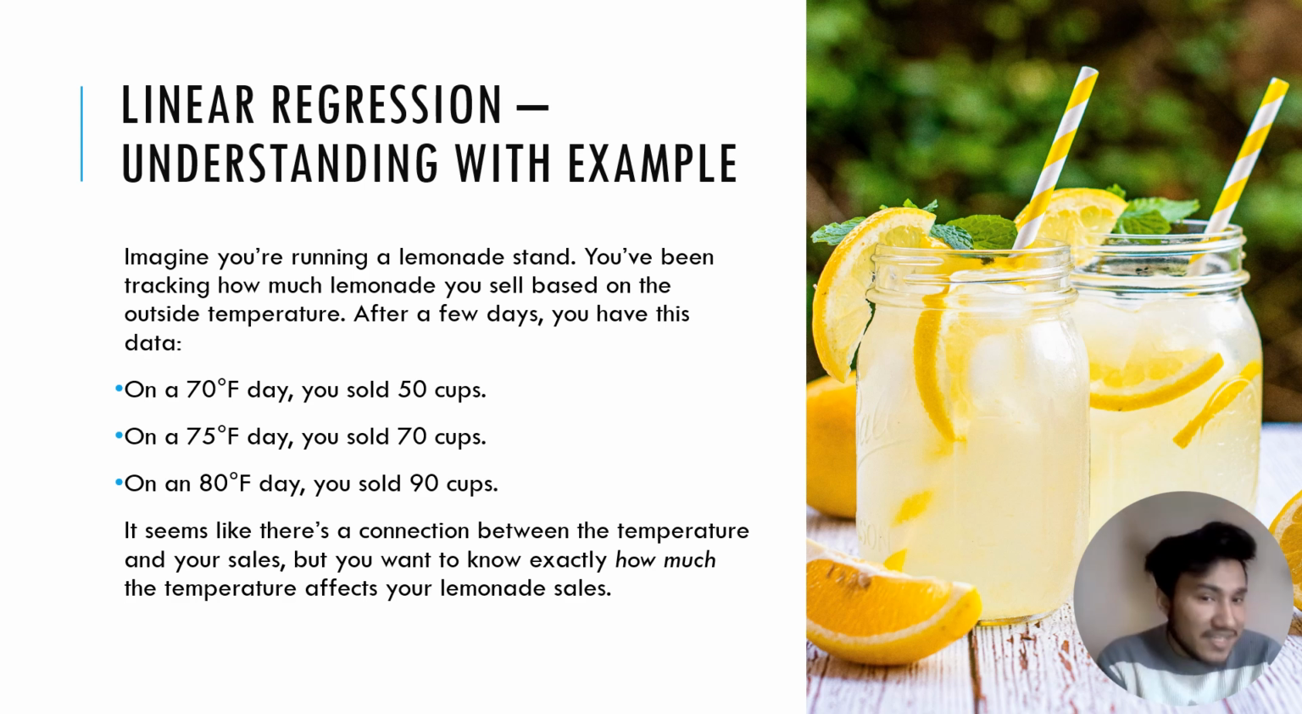Talking about linear regression, let's understand with an example. Imagine you are running a lemonade stand, and you have been tracking how much lemonade you sell based on the outside temperature. After a few days, you have this data. On a 70-degree Fahrenheit day, you sold 50 cups. On a 75-degree day, you sold 70 cups. And on an 80-degree day, you sold 90 cups. It seems like there is a connection between the temperature and your sales, but you want to know exactly how much the temperature affects your lemonade sales.